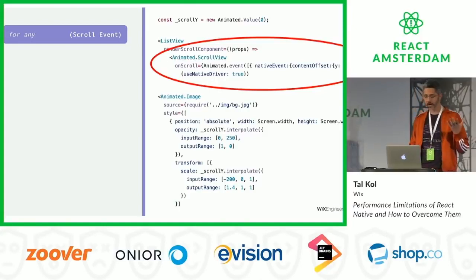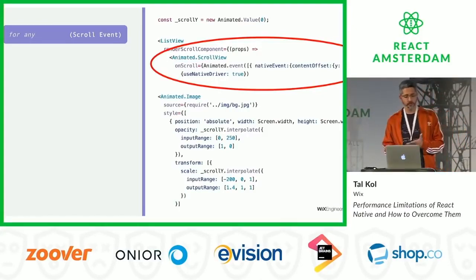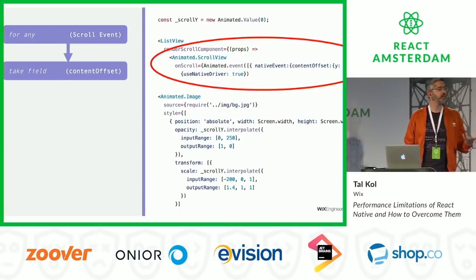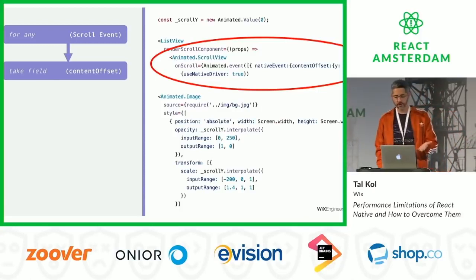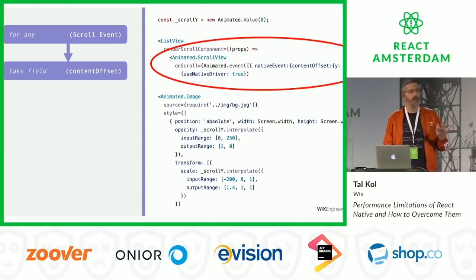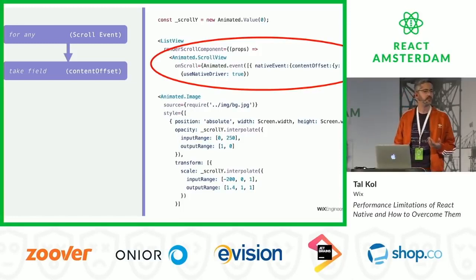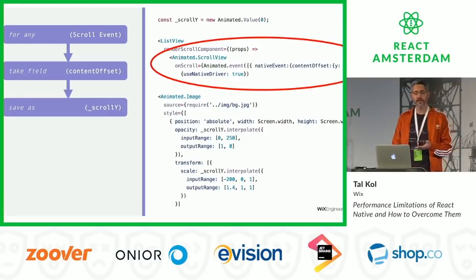Okay, it says pretty much for any scroll event that the scroll view has, you can see that it shows on scroll, take a field from that event. And the field that we want to take from the event is the field called content offset. That's what the declaration says. Once you take that content offset, just save it inside an animated value that I provide.